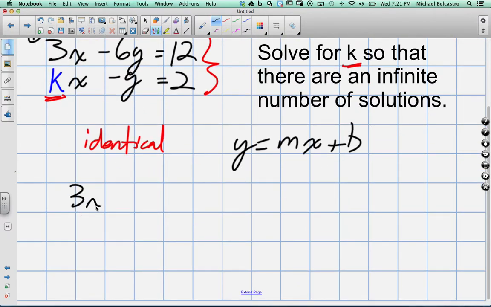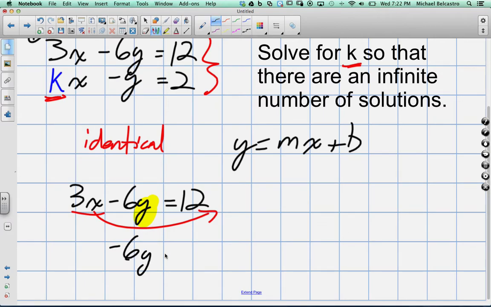So we have 3x minus 6y is equal to 12. The goal is to get y by itself. So the first thing we want to move is 3x to the other side. When it goes over there, it becomes negative. So we get negative 6y equals 12 minus 3x.